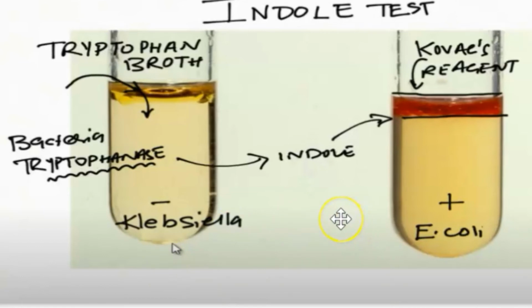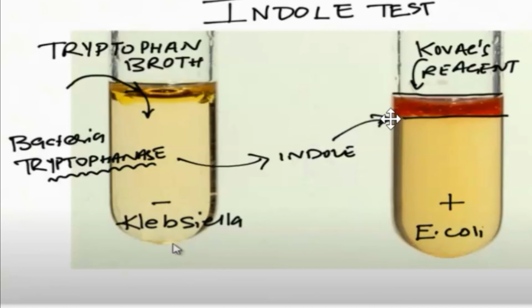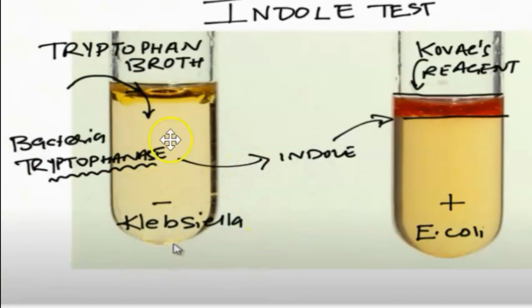When you add Kovac's reagent to the broth, a red color appears at the junction of the tube. This means that the reaction is positive and the bacteria that you inoculated have the tryptophanase enzyme. And if no color appears, then it means that the bacteria that you inoculated don't have tryptophanase. The example of a negative indole test is Klebsiella, and the example of a positive indole test is E. coli.